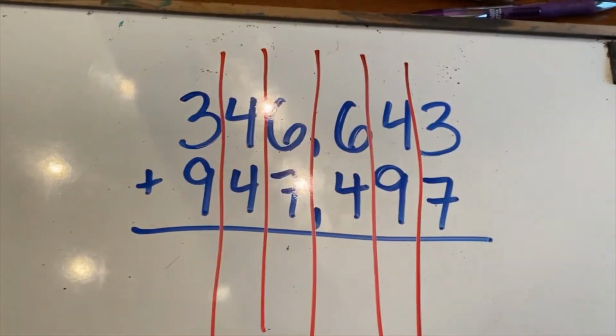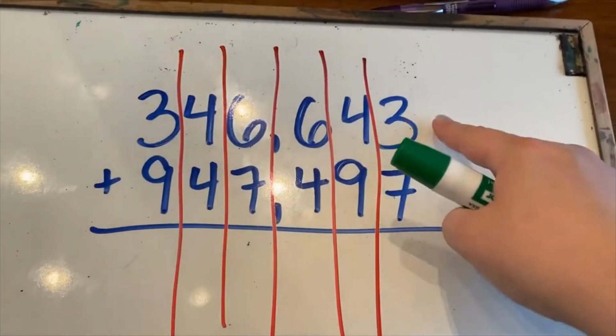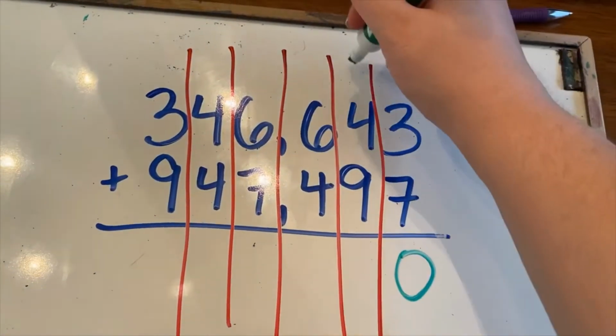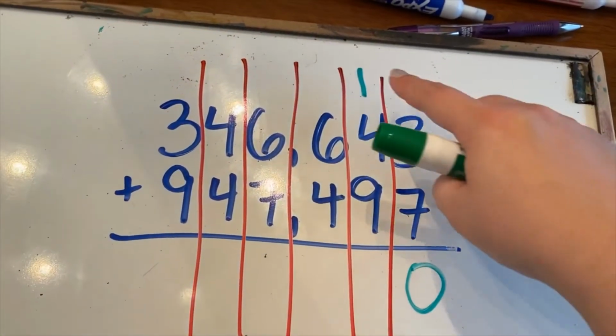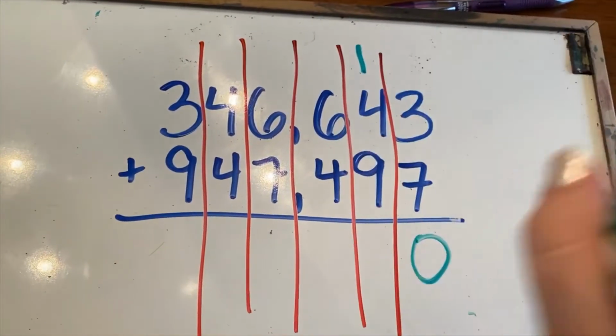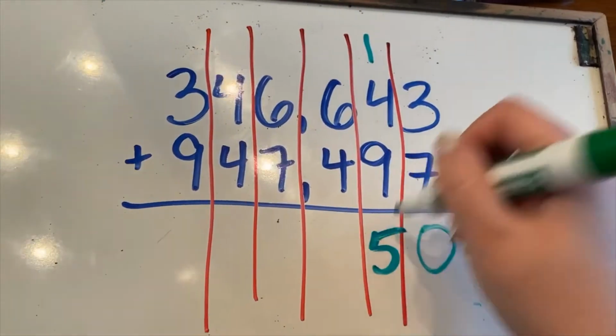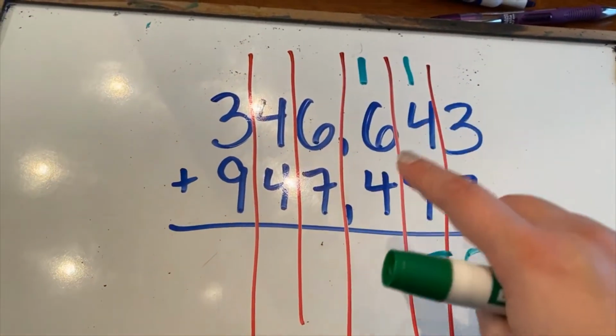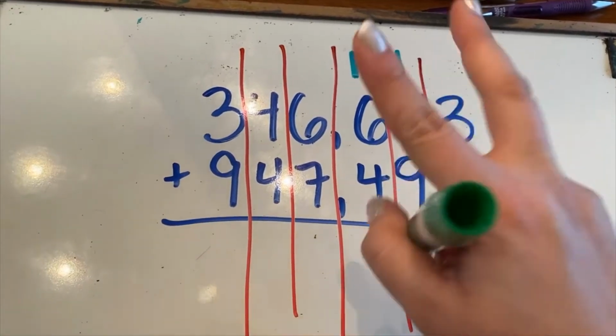Then I'm going to add, starting in my ones place. 3 plus 7 is 10, so split the 10 up. Ones place, tens place. 1 plus 4 is 5, plus 9 is 15, split the 15 up. Ones place, tens place. 1 plus 6 is 7, plus 4 is 11, split the 11 up.